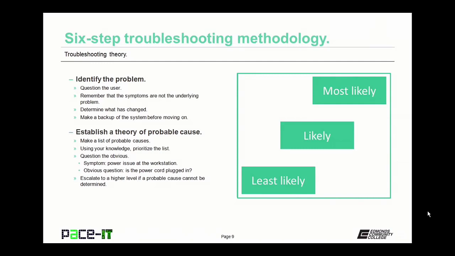You make a list of all of the probable causes, then using your technical knowledge, prioritize that list. Your list should have the probable causes listed from most likely to least likely. And by the way, you need to question the obvious. If it's a power issue at the workstation, is the power cord plugged in? Once you have your theory of probable causes, this is where you first consider whether or not you can take care of it or if you need to escalate it to a higher authority.